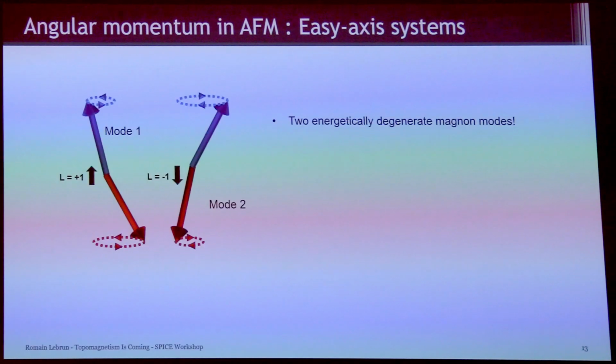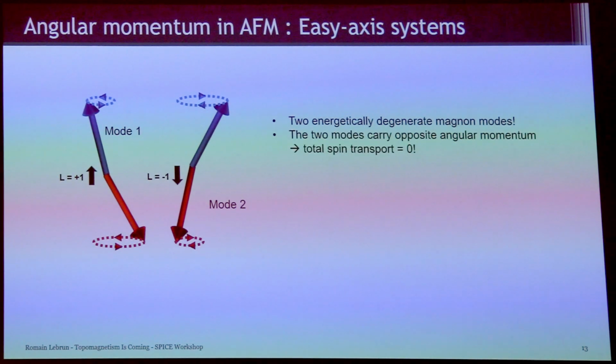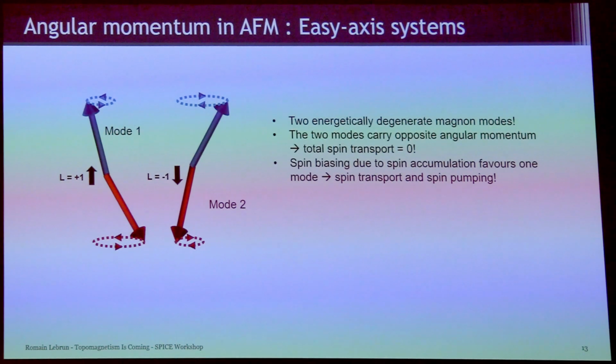So let's say maybe we should focus more on the case of an easy axis antiferromagnet and on the easy axis phase of hematite. Because in that case, at zero applied field, we have two energetically degenerate magnon modes, but those two modes are circularly polarized, which means that they carry spin angular momentum. The main problem is that those two modes carry opposite angular momentum. So if you have the two modes propagating at the same time, again, the net spin transport will be equal to 0. So you need to be able to lift the degeneracy of those two magnon modes in order to have a net spin transport that is not equal to 0.